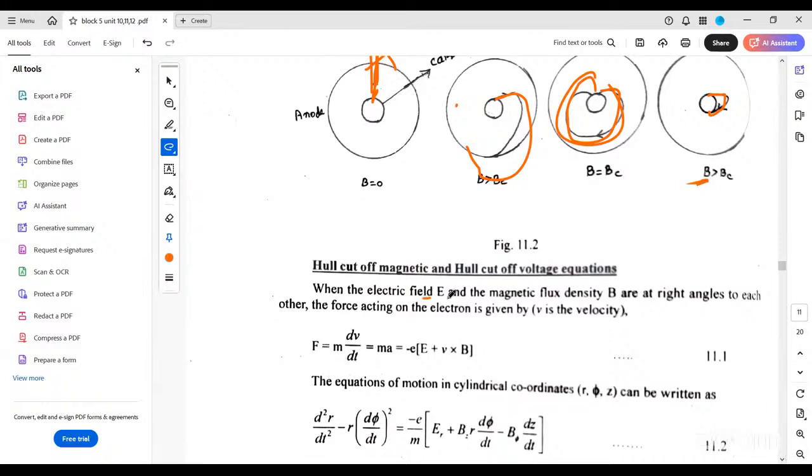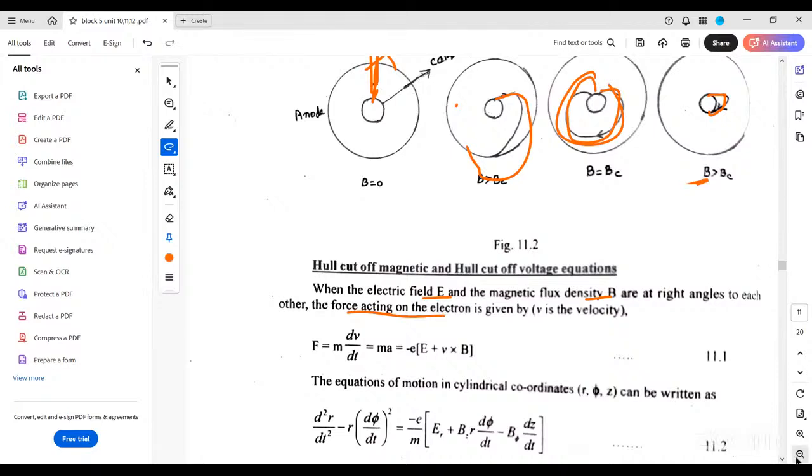What is E? E is the electric field. B is the magnetic field, and the force is acting on the electron. Force is applied. Here, B is not the magnetic field, B is the magnetic flux density. Both are at right angles to each other. Here we are considering V as the velocity of the light.